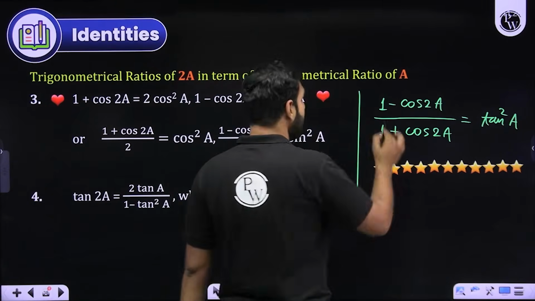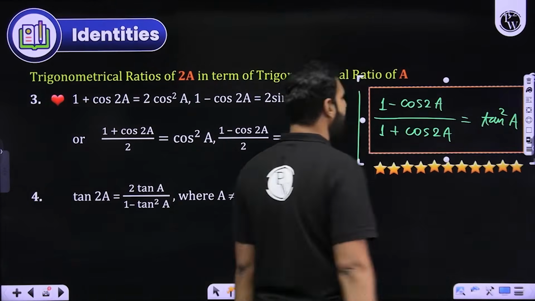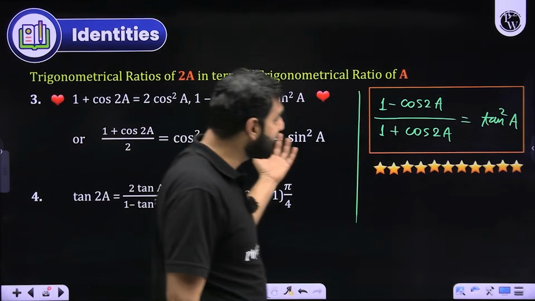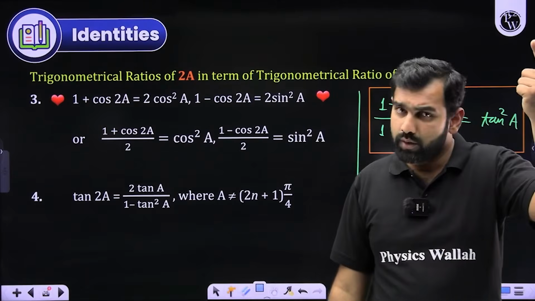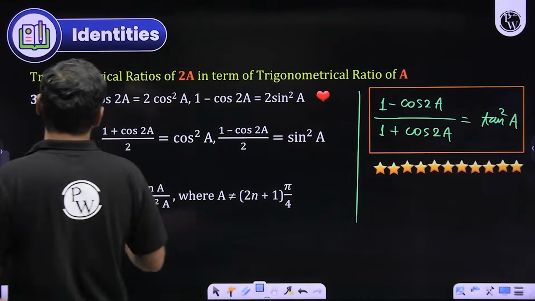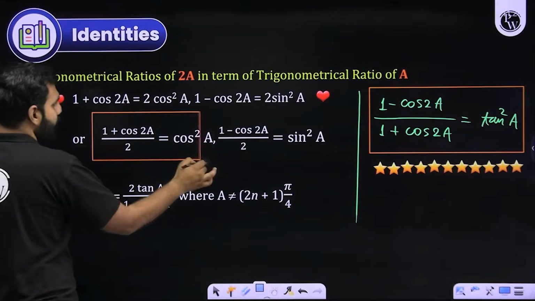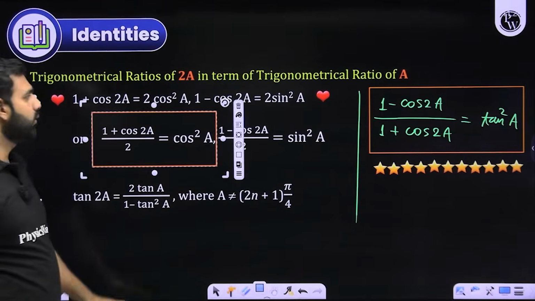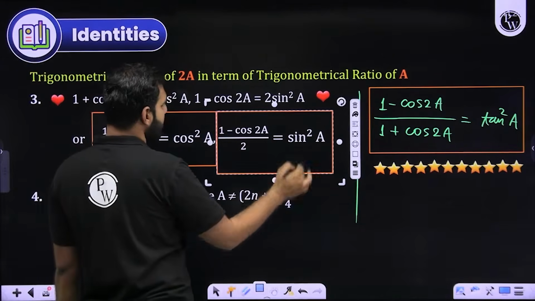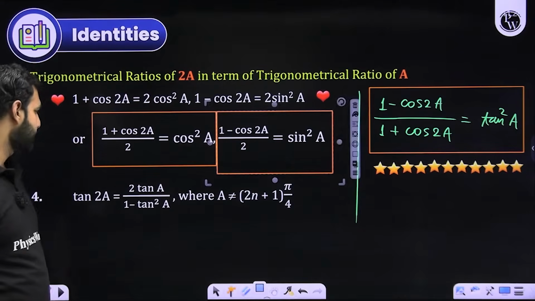Once you start solving IIT JEE questions, once you start getting into the previous years' questions, you will see these identities being used. And that's where you'll realize that yes, this is something which we were taught. So remember it. Not just that, if I take this 2 here, cos square a can be written as 1 plus cos 2a by 2. If I take this 2 here, 1 minus cos 2a by 2 can be written as sine square a. I hope you won't forget it.